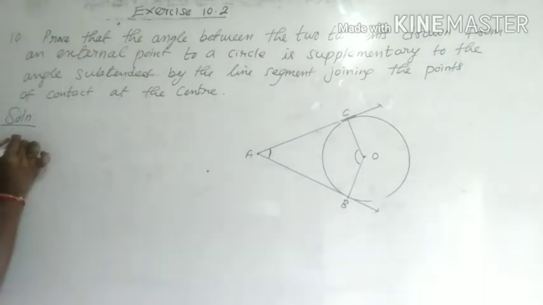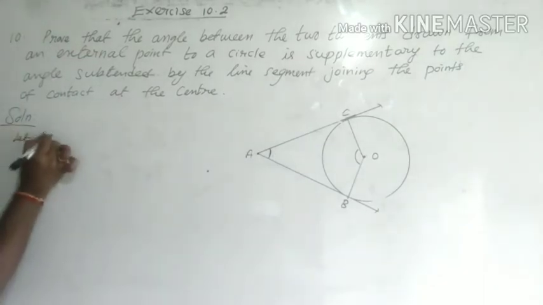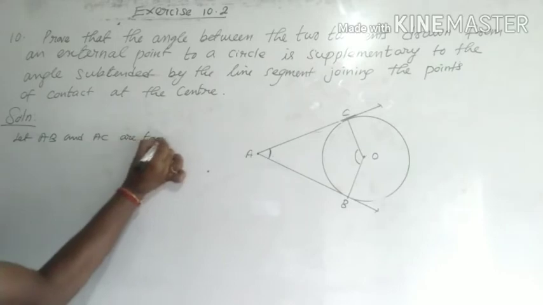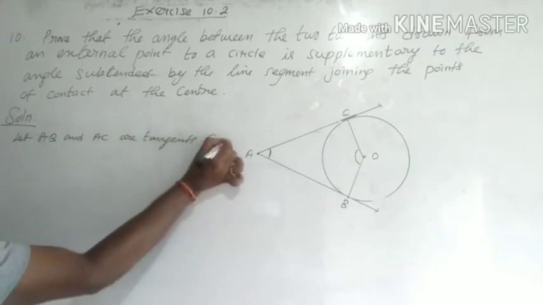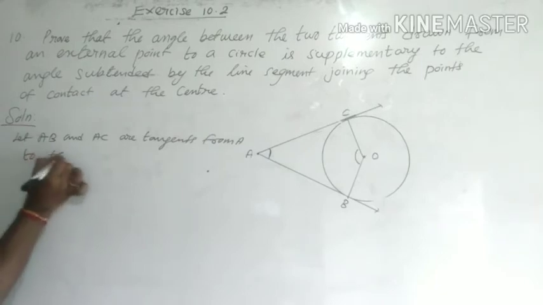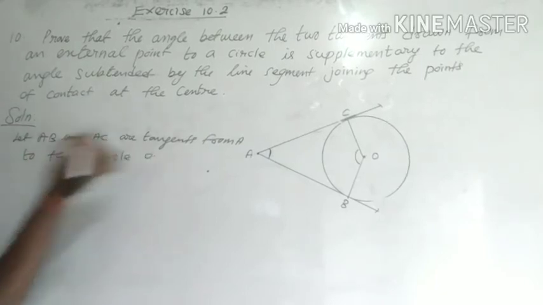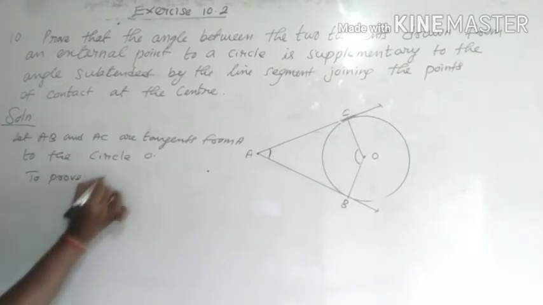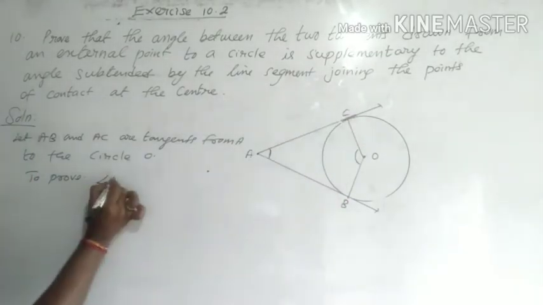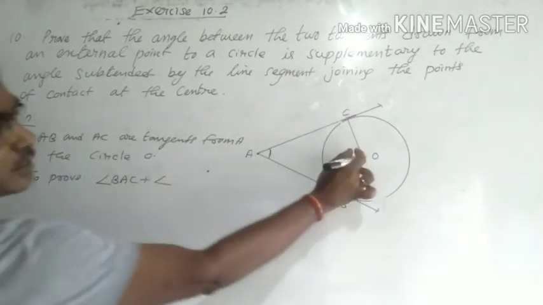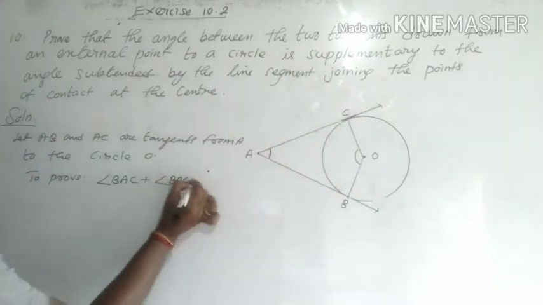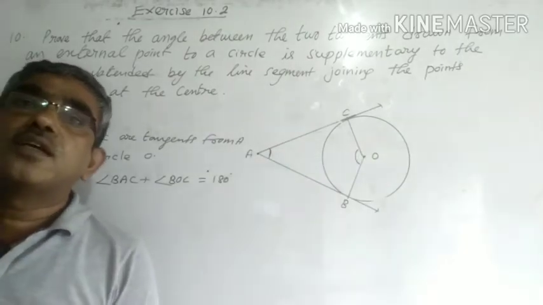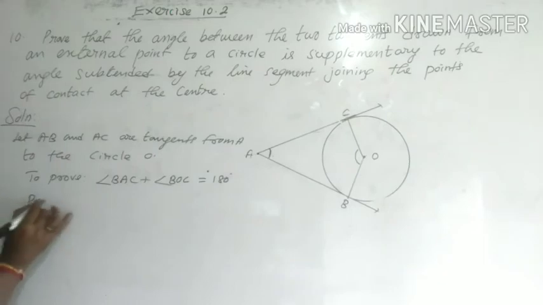Okay, we take now, let AB and AC be tangents from A to the circle with center O. Now what are we required to prove? We are required to prove that angle BAC plus angle BOC together must be 180. We want supplementary angles. The two angles together are supplementary, so it should be 180.